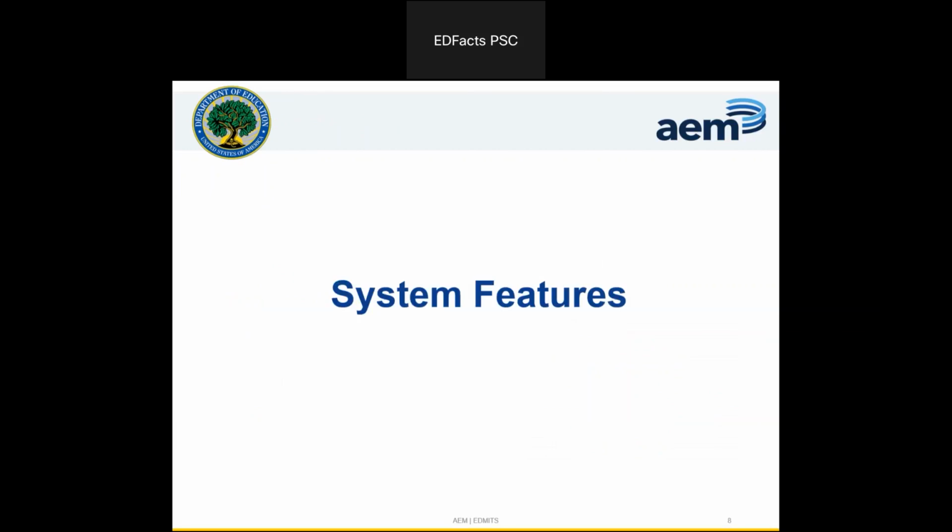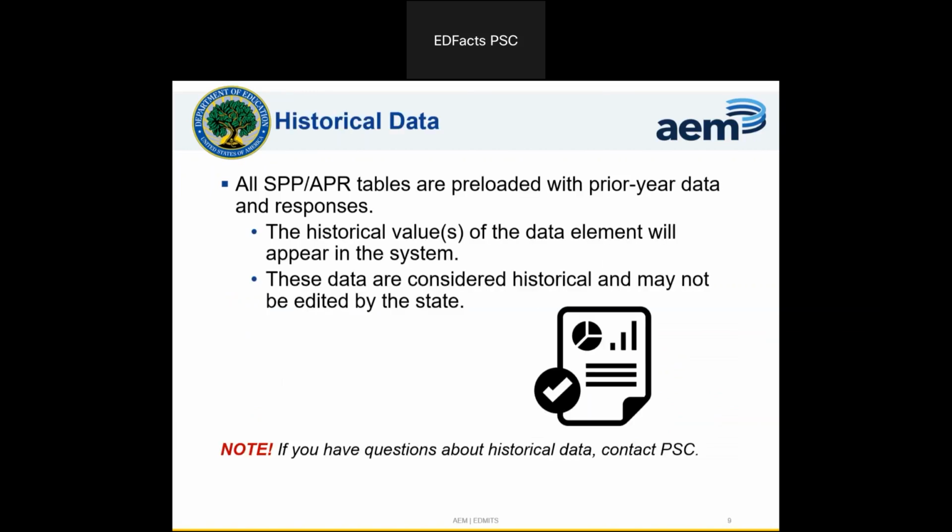All right, so moving on to system features. So first, I'd like to review historical data. So all of the SPP APR tables are preloaded with prior year data and responses. The historical values of the data elements appear in the system, and because they are considered historical, they may not be edited. Please let PSE know if you have any questions regarding your historical data.